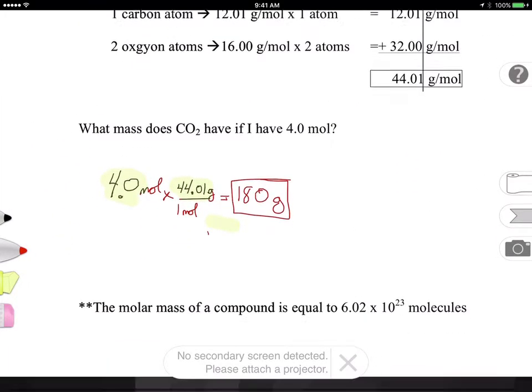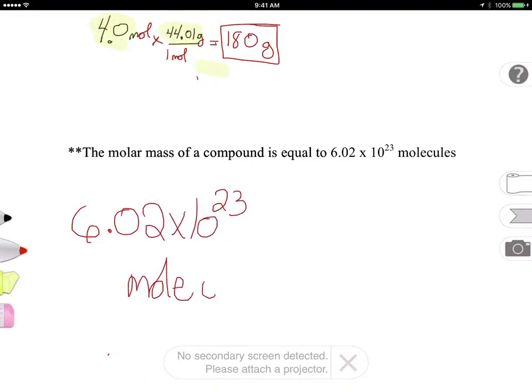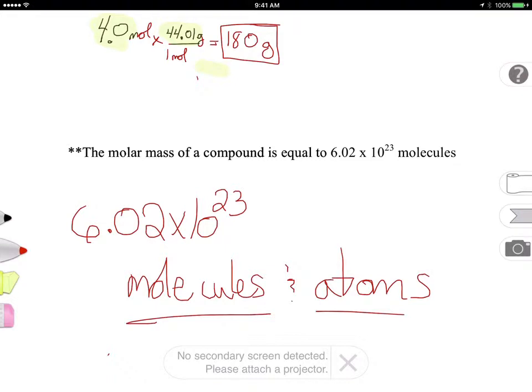Next one, a mole is equal to 6.02 times 10 to the 23rd molecules. That number is used for molecules and for atoms. So anytime you have either one of those words, you're using that large number.